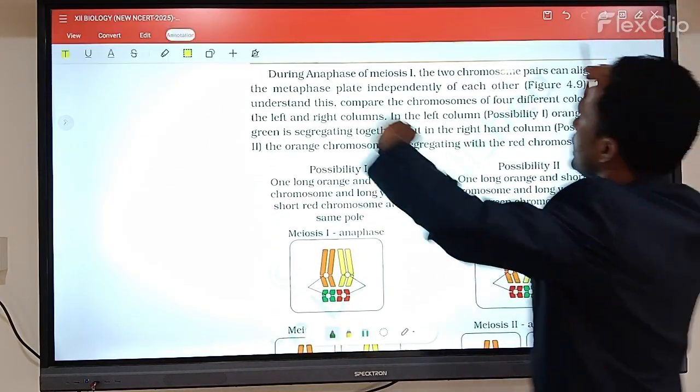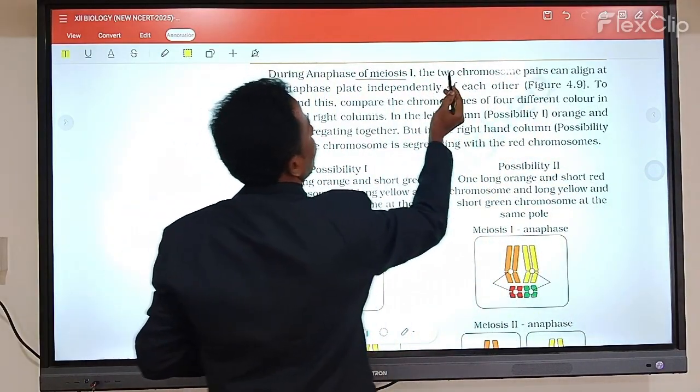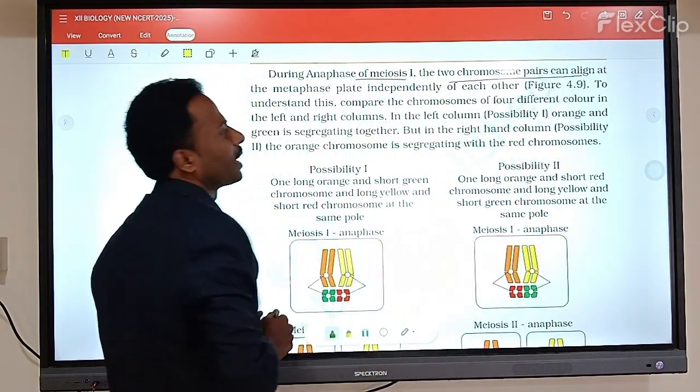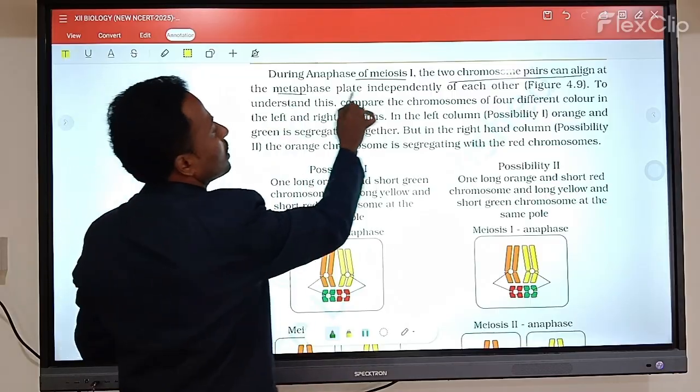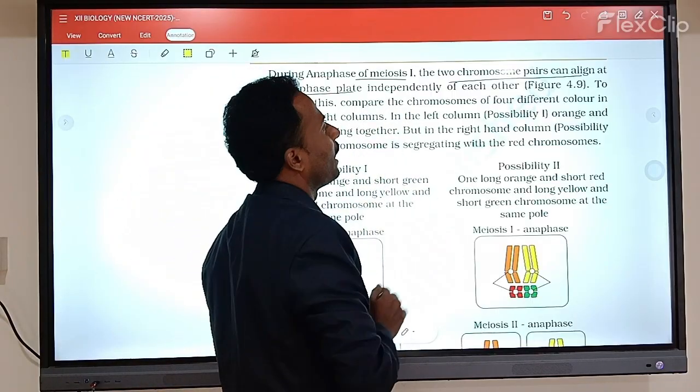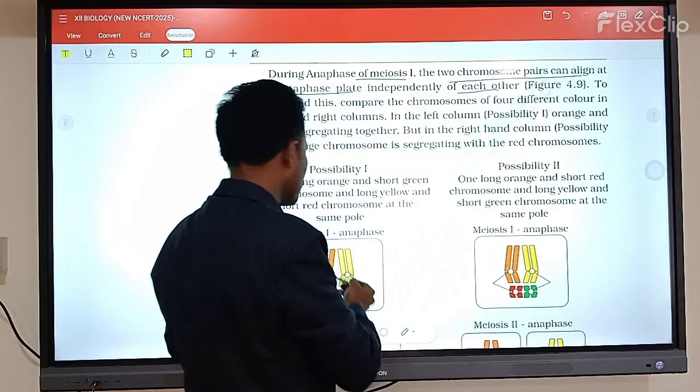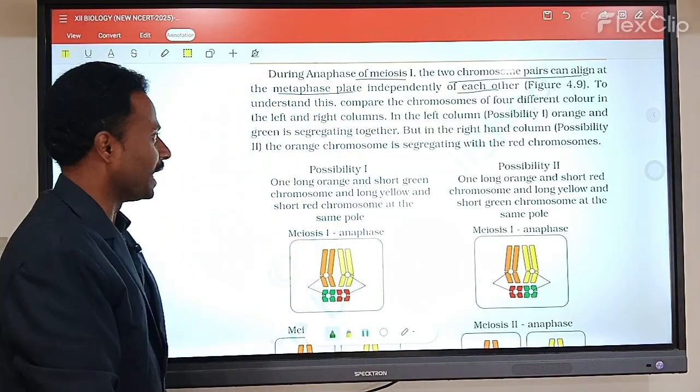Okay, let us see the phase during the anaphase of meiosis 1. Here, during meiosis 1, the two chromosome pairs can align at the metaphase plate independently of each other. The chromosomes are completely independent of each other.